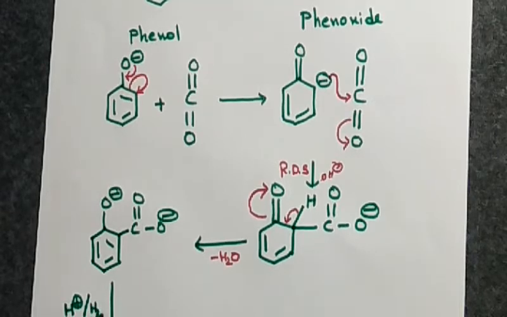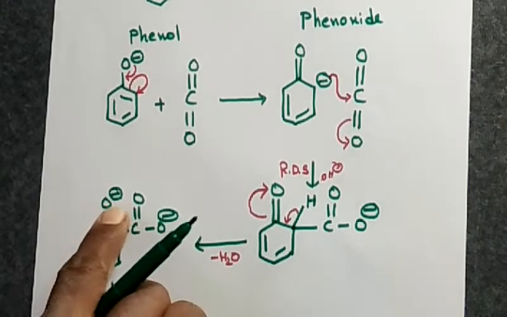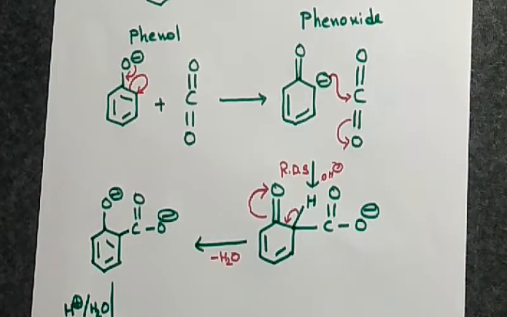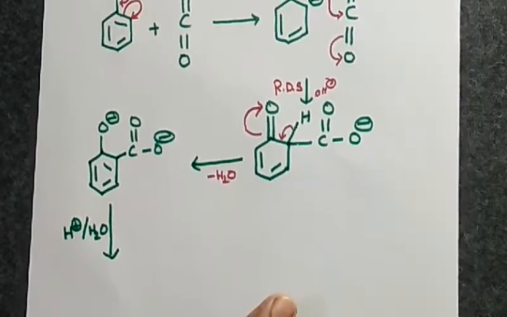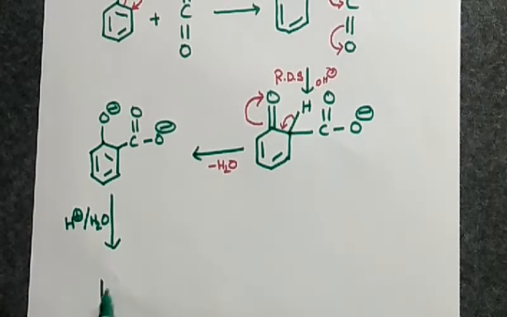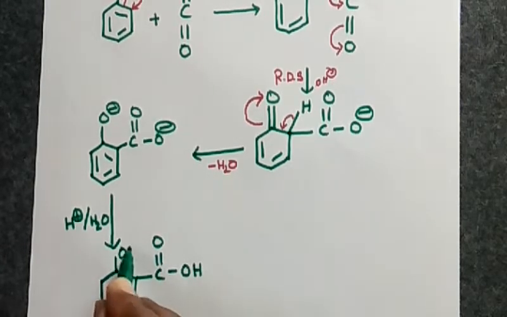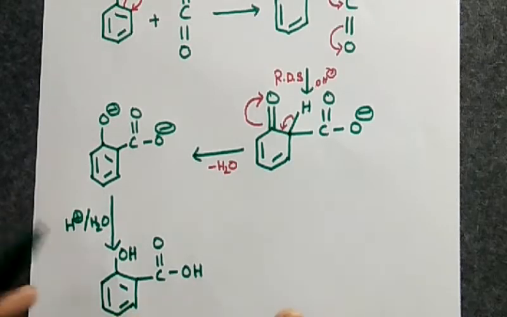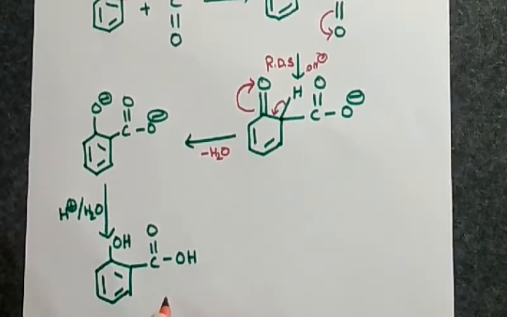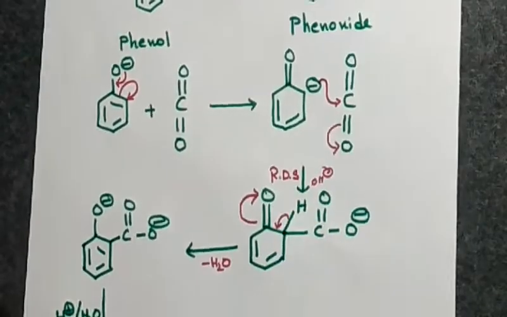When you subject it to treatment with diluted acid, this O minus and the O minus present over here acquire the hydrogen, and the formed molecule would be like this. This is the COOH, and this is the OH. What is this molecule, dear students? The molecule formed here is nothing but ortho-hydroxybenzoic acid, popularly known as salicylic acid. So this is how salicylic acid is produced from phenol.